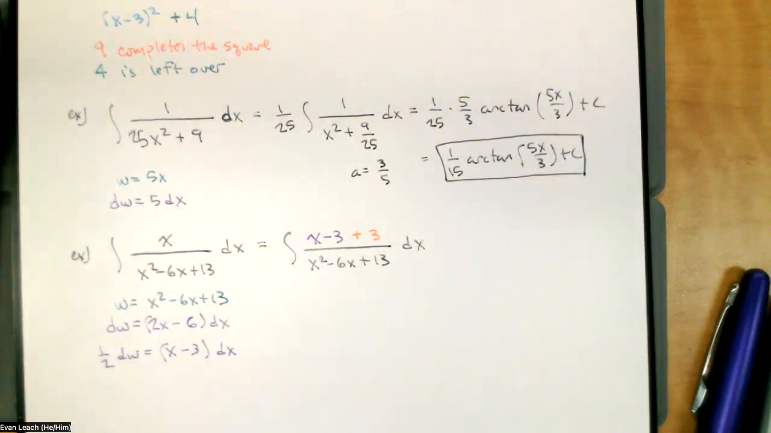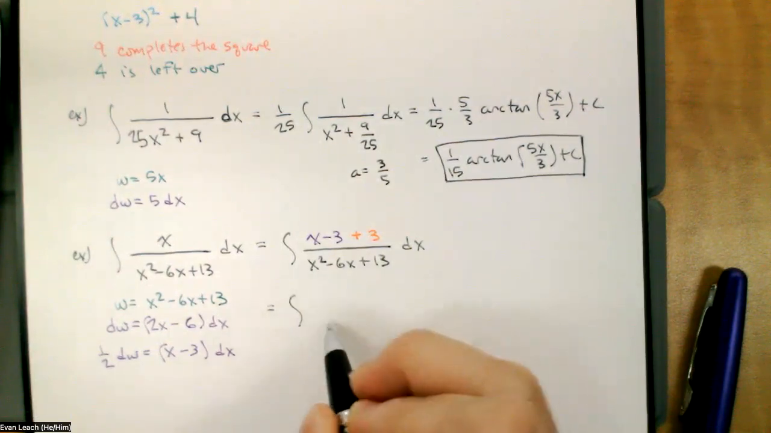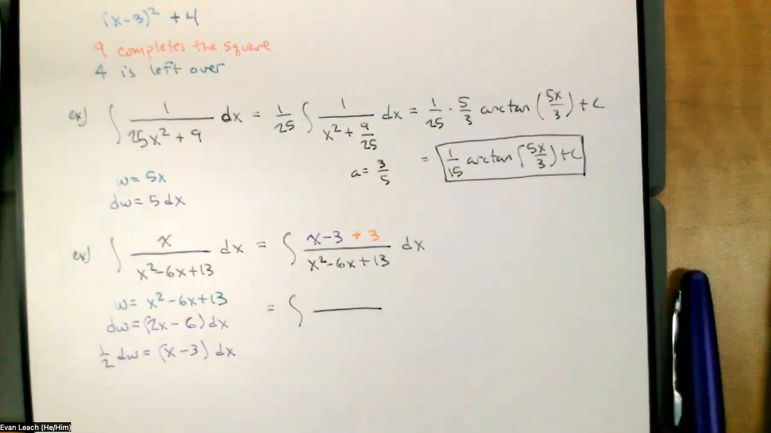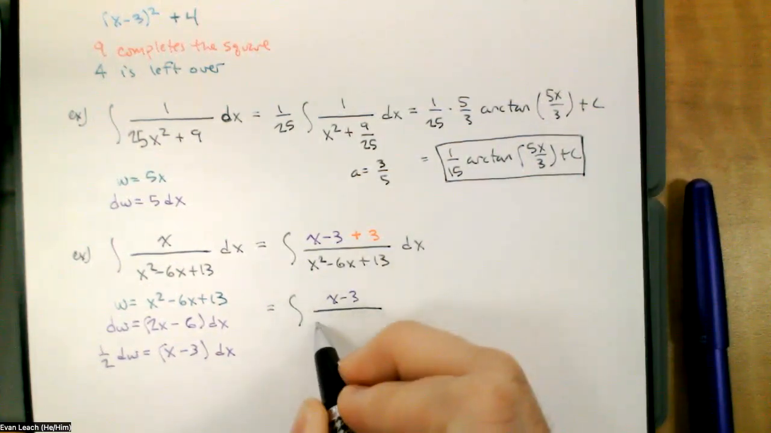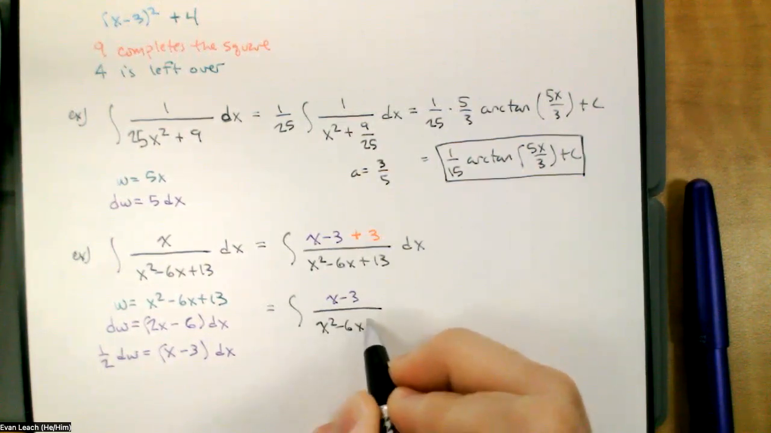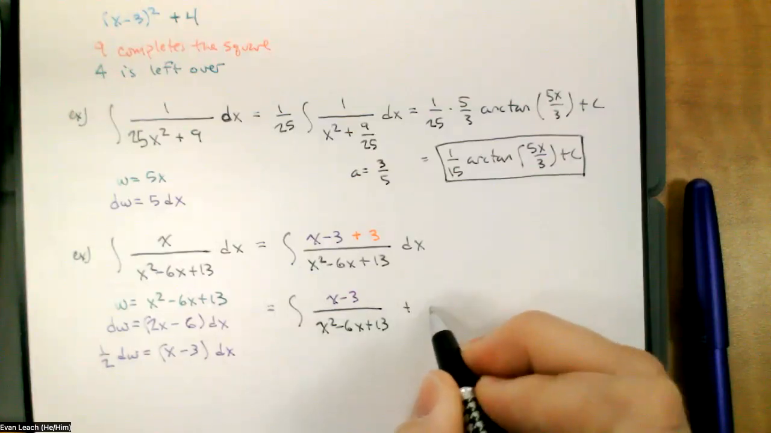And now I'm going to split this into two integrals with a distributive property. More algebra. One term is going to be the x minus 3 over x squared minus 6x plus 13. That's going to give us our natural log term. The other one is going to be 3 over x squared minus 6x plus 13, which is going to give us an arctangent term. So one term is going to look like this, and the other term is going to look like 3.